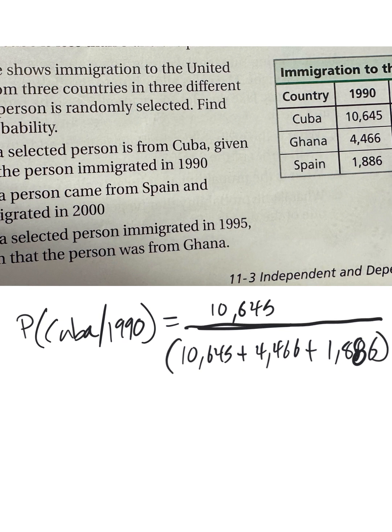That's how you would figure that out. You're going to do something very similar for B and C. B is very, very similar. It's just Spain in 2000. And then this one is that it's 1995, given the person was Ghana. So here you're only looking at this one, and you're comparing it to all these different years. Okay, have fun.